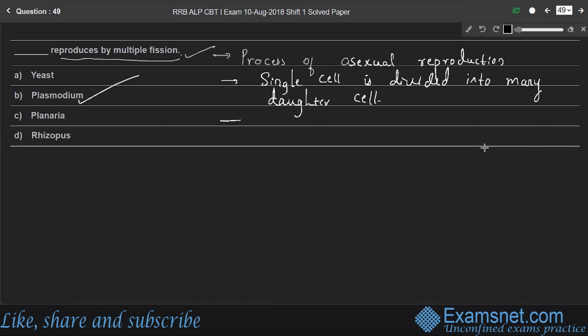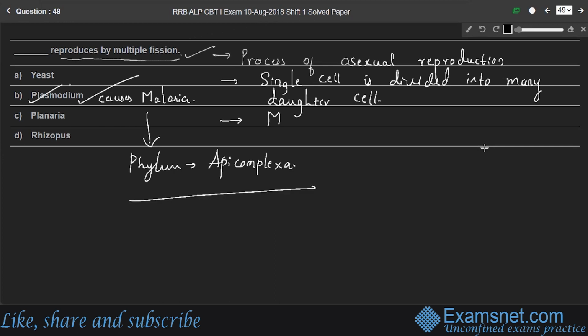So here malaria, it's a disease caused by plasmodium, right? So plasmodium causes malaria. So it belongs to the phylum Apicomplexa. So plasmodium belongs to phylum Apicomplexa. Therefore, for the given question, option B is the right answer.